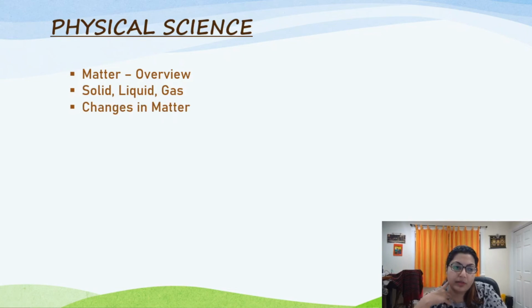Changes in matter is basically what I was talking about in the water cycle part, that ice can be melted into water, and then water can be boiled for evaporation. So this will be a good opportunity to teach the words like what is evaporation, what is condensation, freezing, boiling, this type of physical properties of matter.